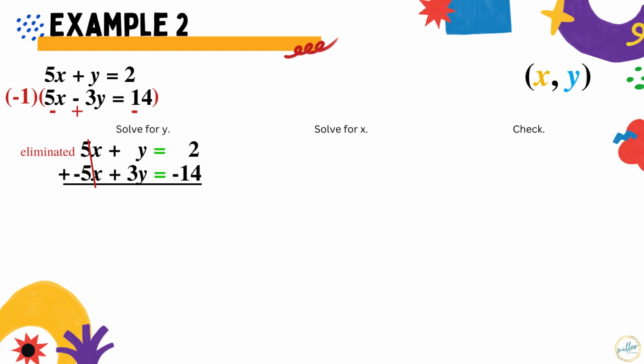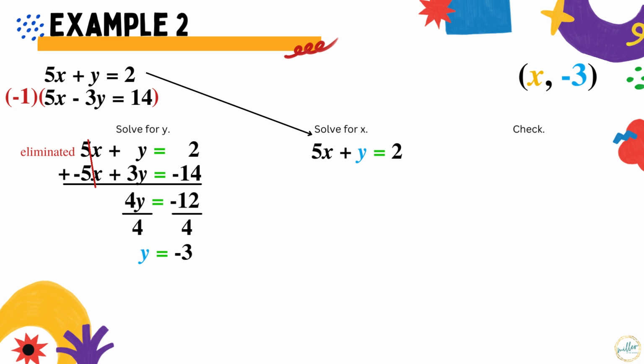Then we end up having y plus 3y equals 2 plus -14. Y and 3y is 4y, and then 2 and -14 is -12. Then we can solve that by dividing both sides by 4, and we end up with y equals -3. So we have solved for y, and now we just need to solve for x.